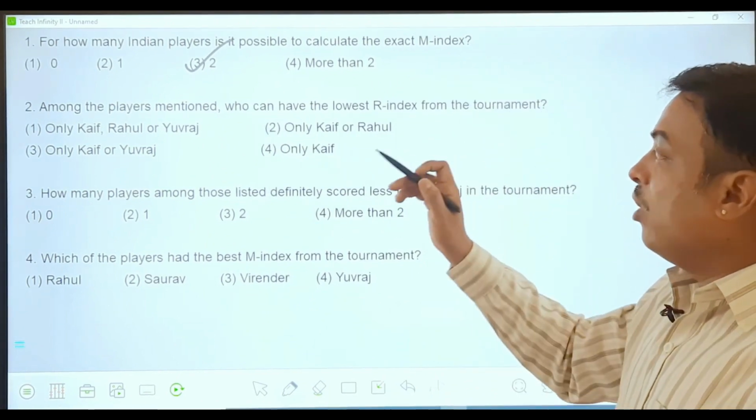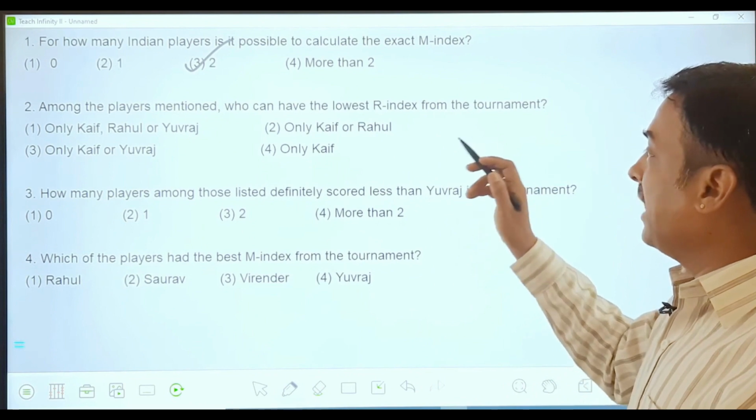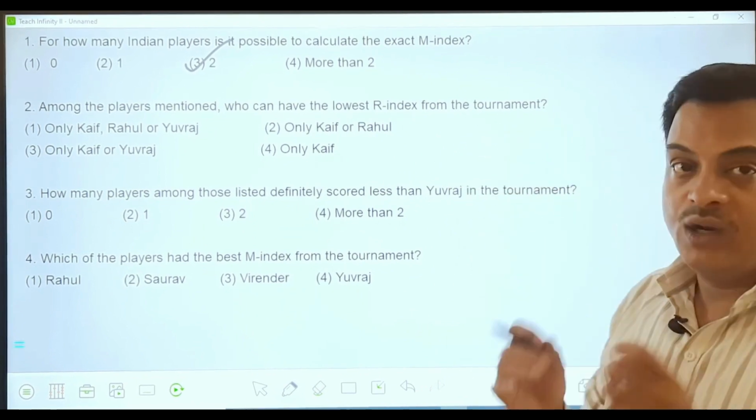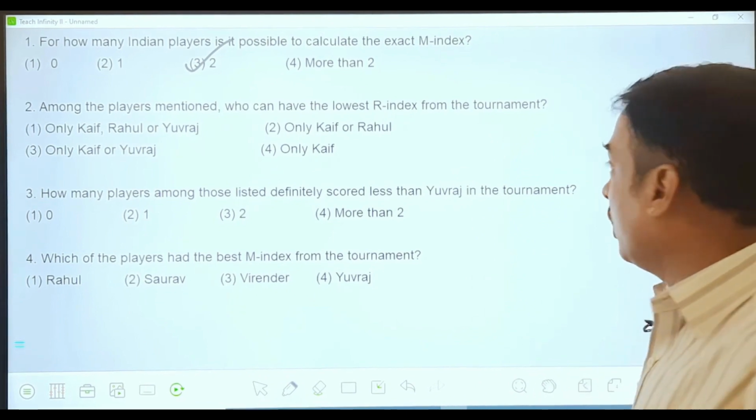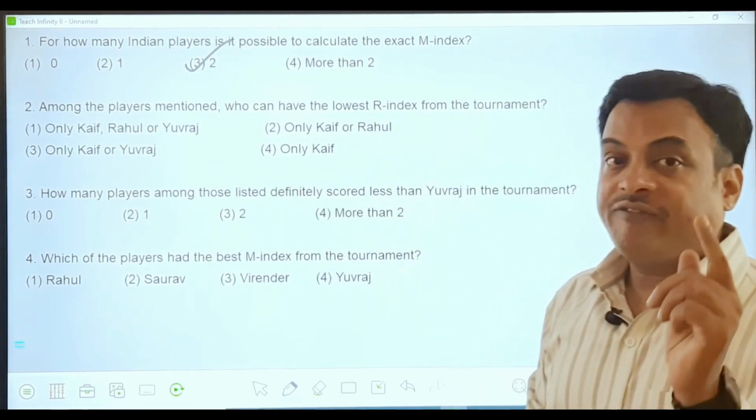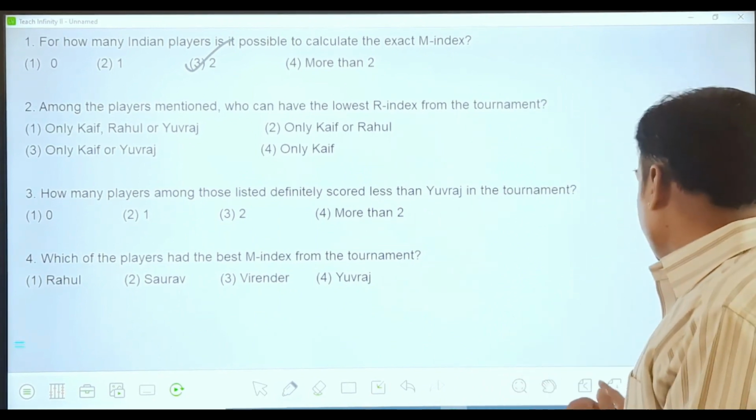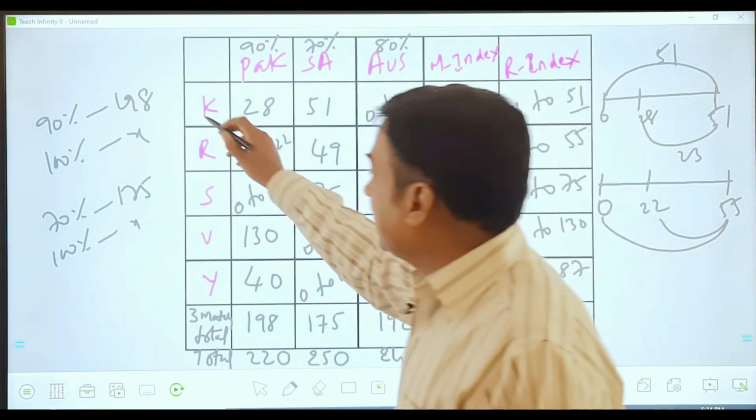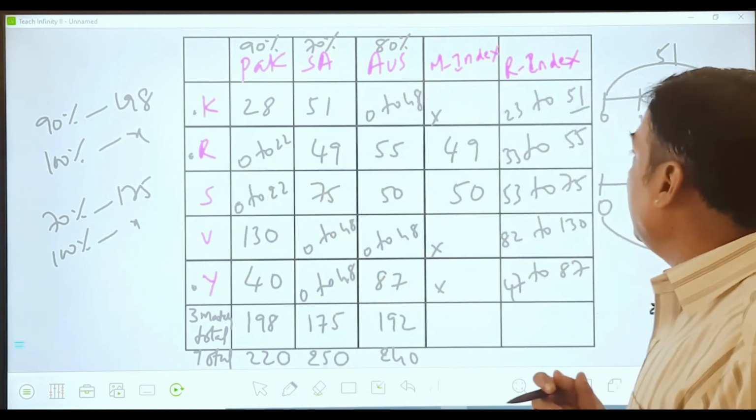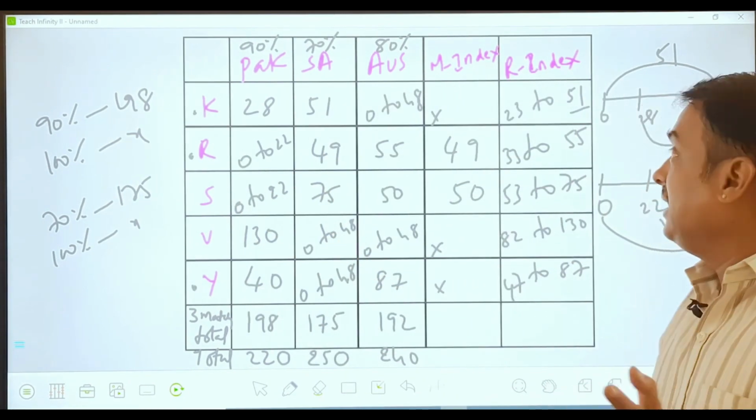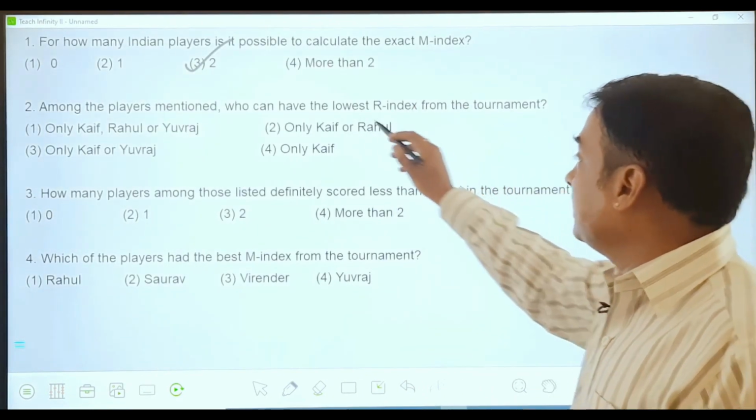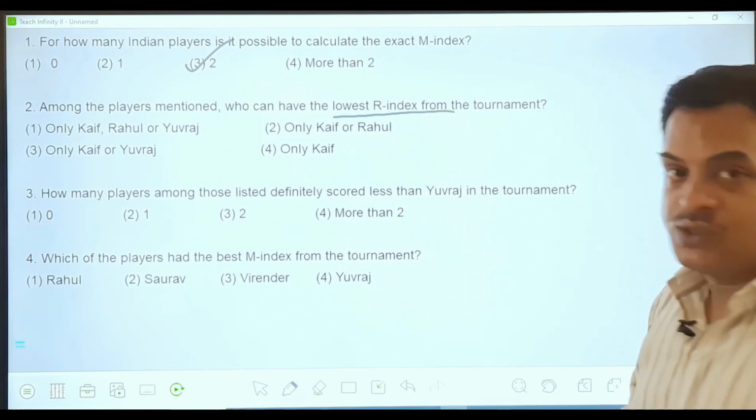Next one, among the players mentioned, who can have the lowest R index from the tournament? Lowest R index from the tournament. Now, what are the names if you see the options? Khaif, Rahul and Yuvraj. I'll take Khaif, Rahul and Yuvraj. Here you tell me who has got the least R index. See the question once again. Lowest R index is the question.